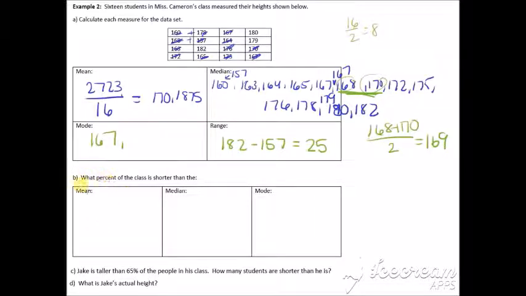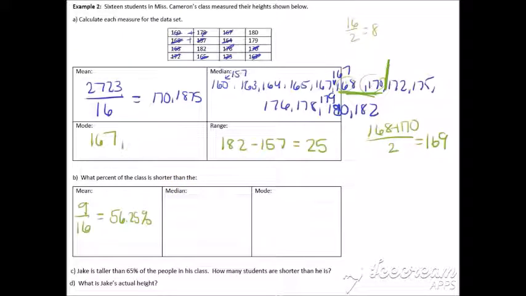Okay, so let's take a look. What percent of the class is shorter than the average? So the average is actually 170.18. So this is where the average would be, 1, 2, 3, 4, 5, 6, 7, 8, 9. So 9 out of 16 students would be shorter than the average or the mean, which is 56.25%.